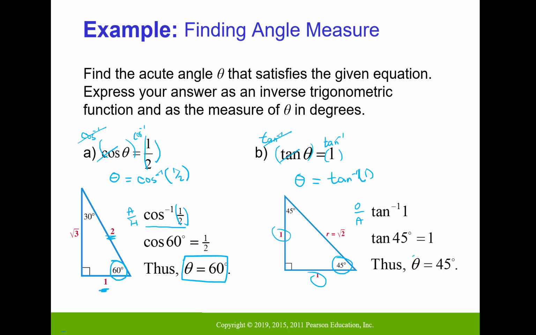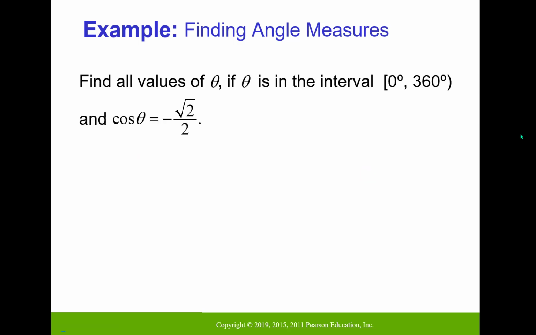So the missing angle, or tangent inverse of 1, is 45 degrees. How about this one? We're going to find all values of our angle theta between 0 and 360 where cosine of that angle is negative square root 2 over 2. So first let's consider the quadrants that we're in.